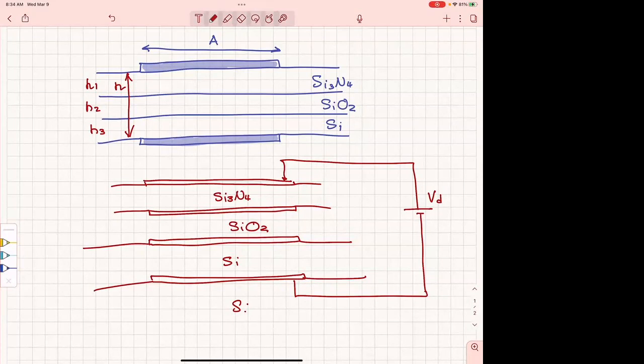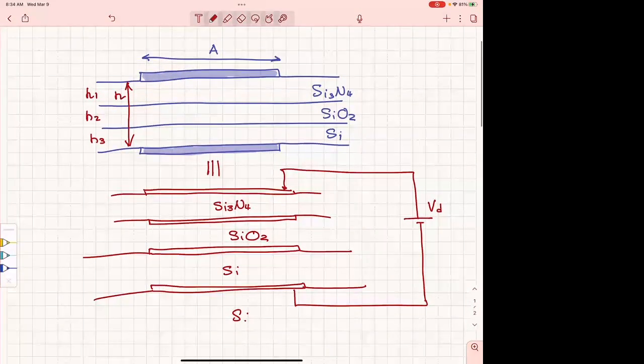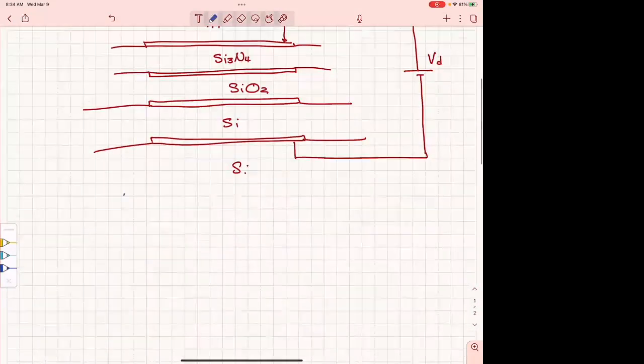The equivalent field here is as if you had this one, which means that the total capacitance in this problem, C total, is practically looking like this: C1, C2, C3. Which means your total capacitance, C total, is given by 1 over C total equals 1 over C1 plus 1 over C2 plus 1 over C3.